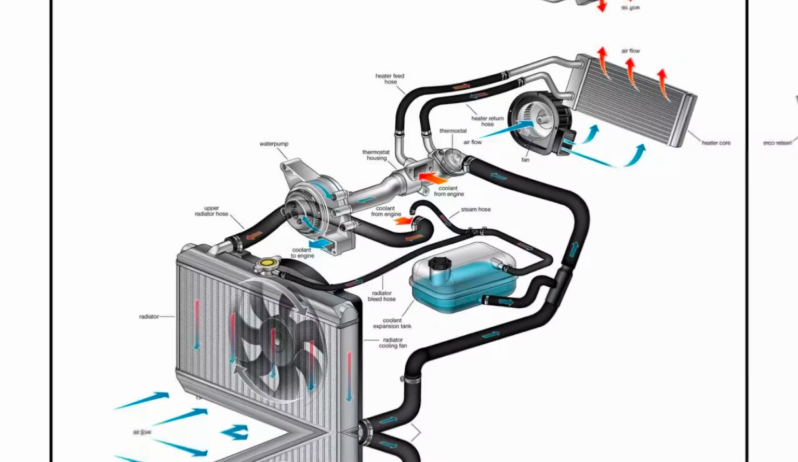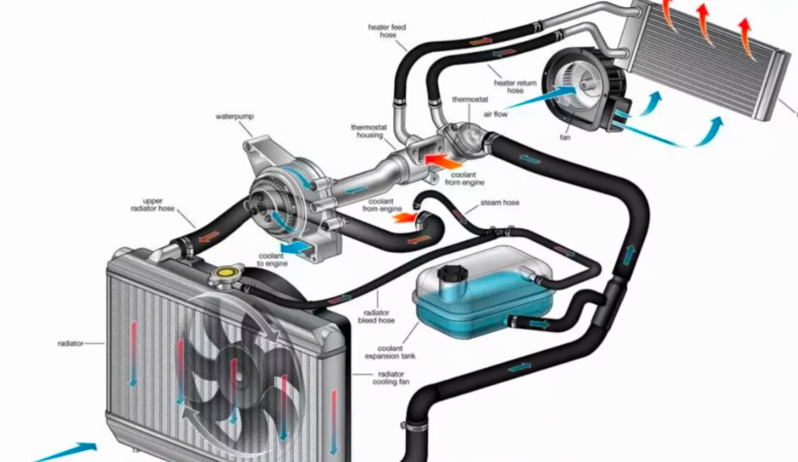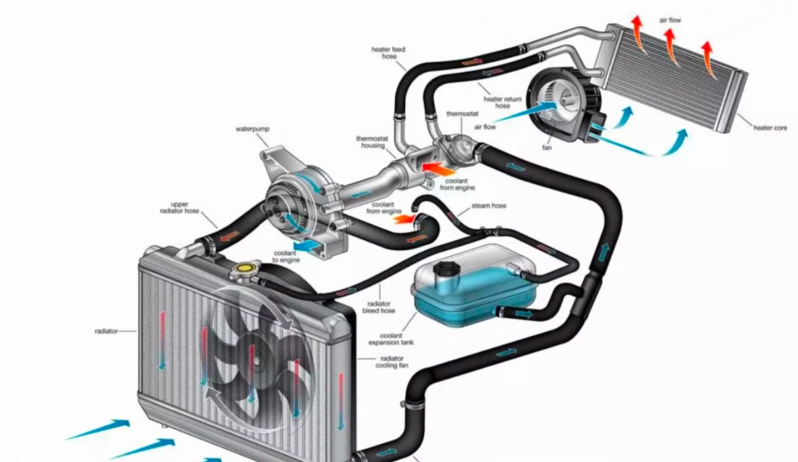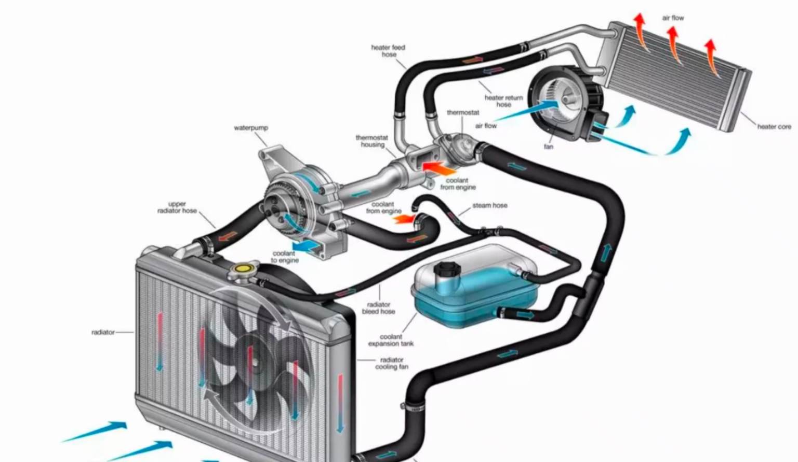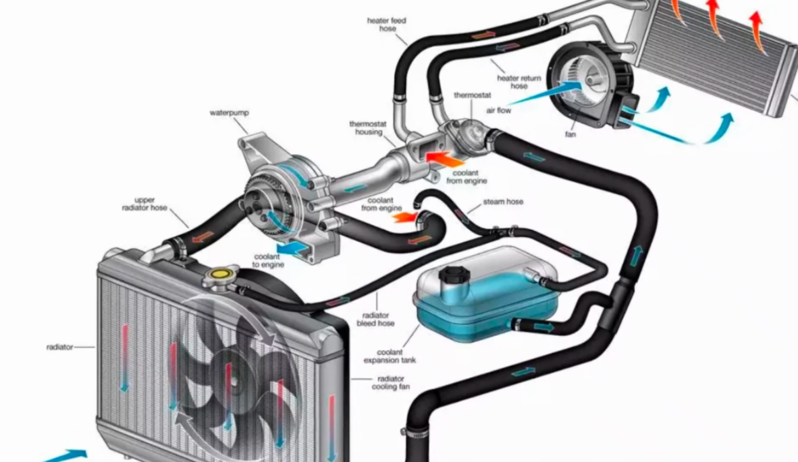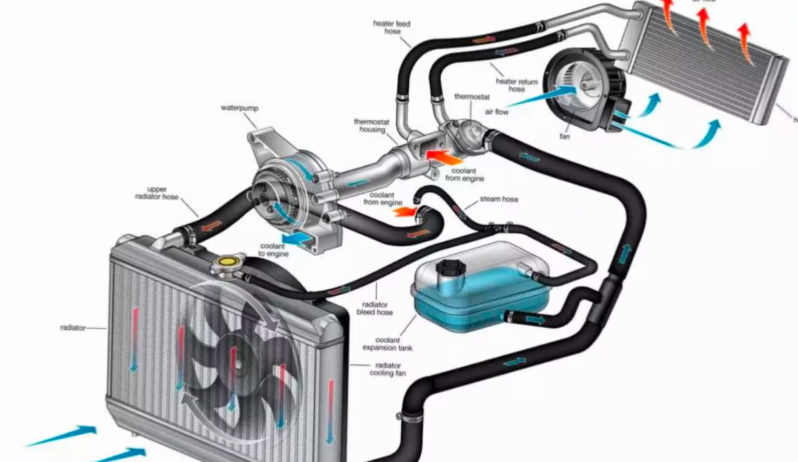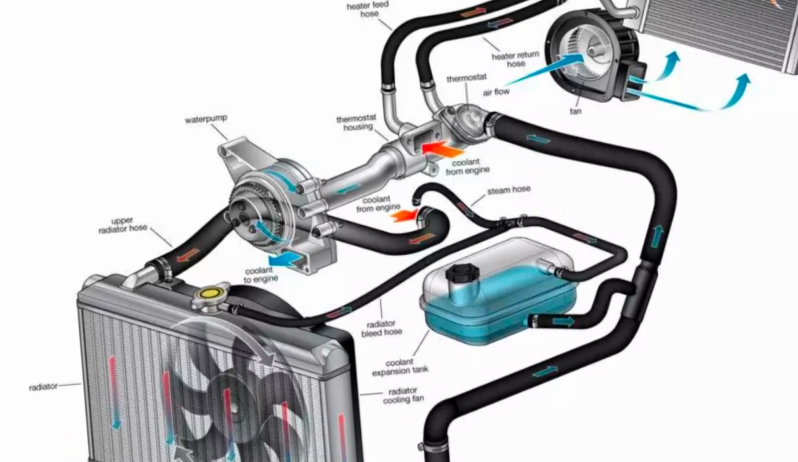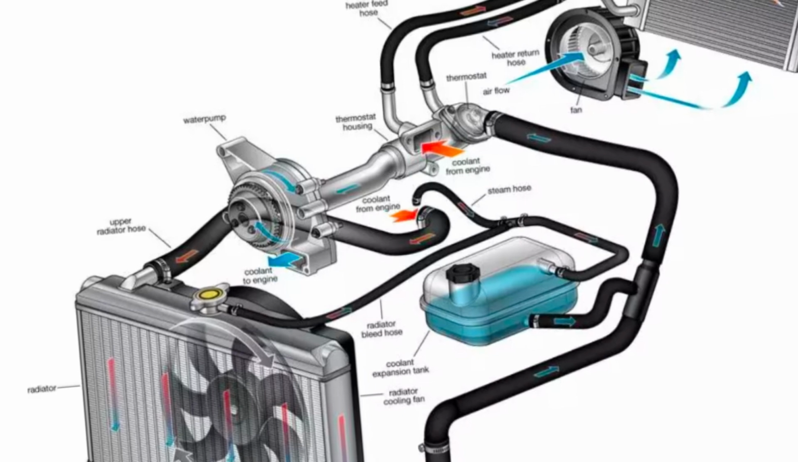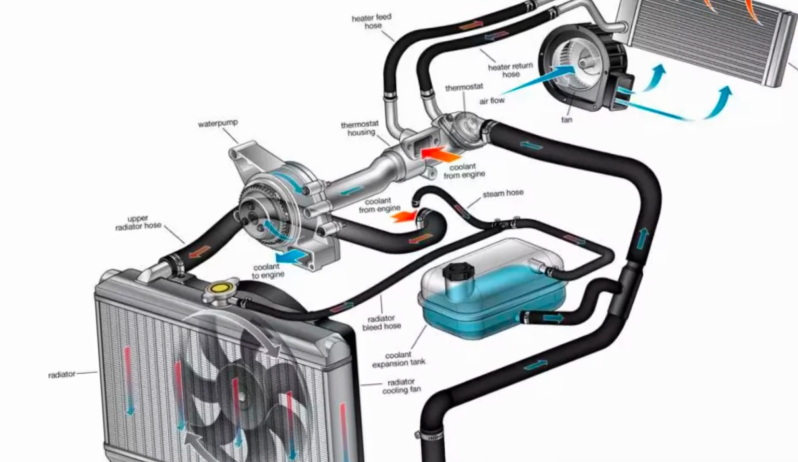Number 3. Heat release. By dissipating the absorbed heat, the radiator ensures that the coolant is cooled down before it circulates back to the engine, maintaining its optimal operating temperature. The process entails how the coolant flows. Number 1. It circulates through the engine, absorbing heat as it moves through the engine block and cylinder head. This heated coolant then travels through the hoses to the radiator.